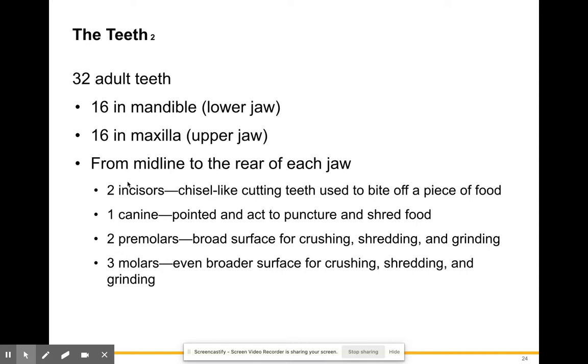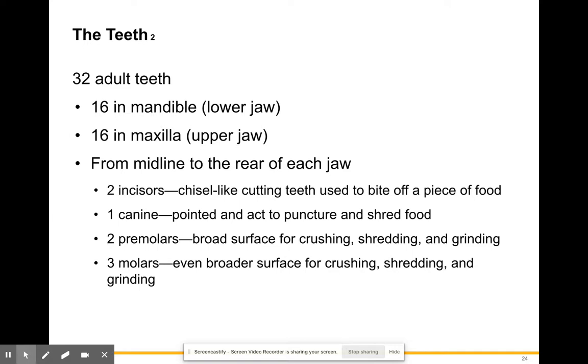Okay, all your teeth do different things, and their shapes are going to basically determine what they do. Your incisors are like chisels, and they're used to bite food off or tear food from one piece to another. Your canines are like the fangs that you have, those very pointed teeth. They act to puncture and shred food. And then all your molars kind of do the same thing. They're these large, broad, flat teeth that help to shred and grind and crush things. Okay, so they're all going to do different things.